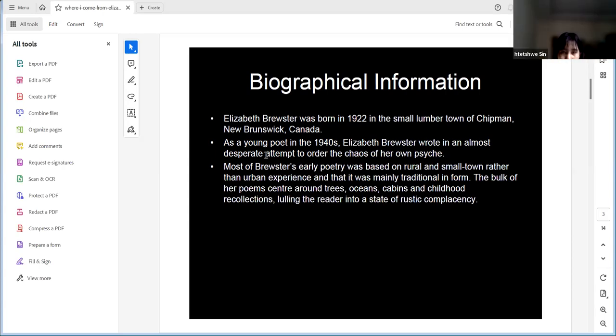As a young woman born in the 1940s, Elizabeth Brewster wrote in an almost desperate attempt to order the chaos of her own psyche. Most of Brewster's poetry was based on rural and small town rather than an urban experience, and it is mainly traditional in influence. The backdrop of her poems centers around trees, oceans, camping and childhood.